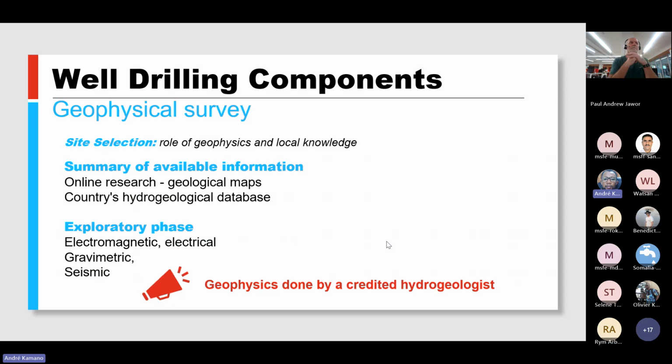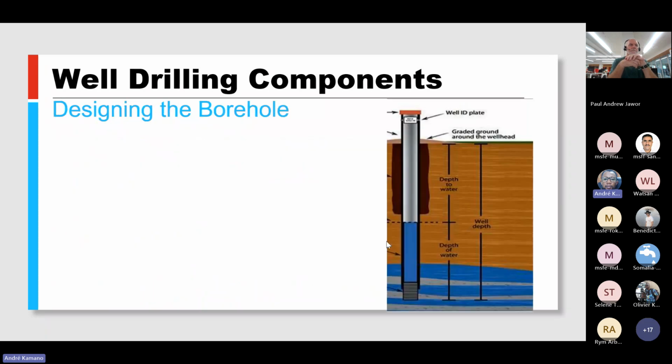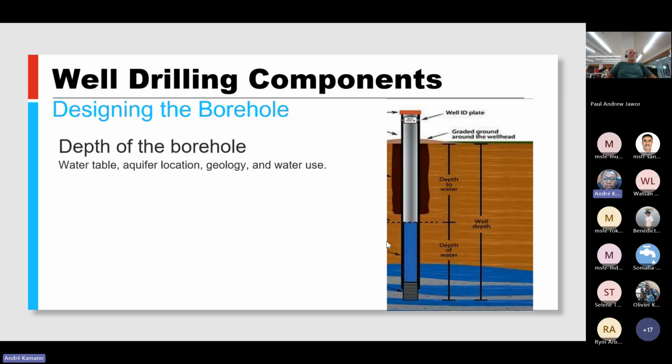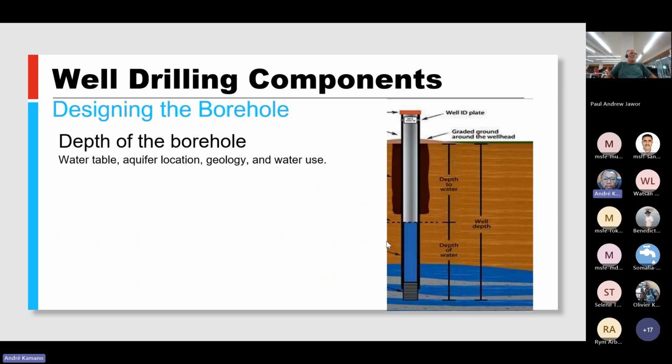Talking about that, we are now going to start the design, the technical phase of making our borehole. Talking about the design of the borehole, we start by trying to estimate the depth. This will be based on the water table, the aquifer locations, the geology, but also the water use. As a reminder, all those points have already been identified in the geophysical survey, which clarifies the questions we may have around the water table, the aquifer location, and the geology.